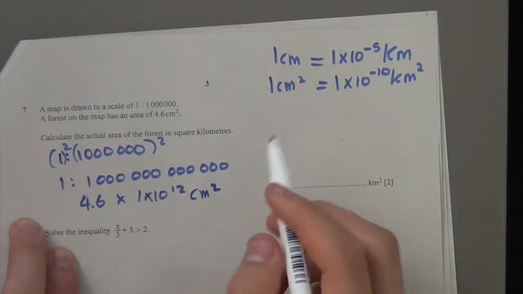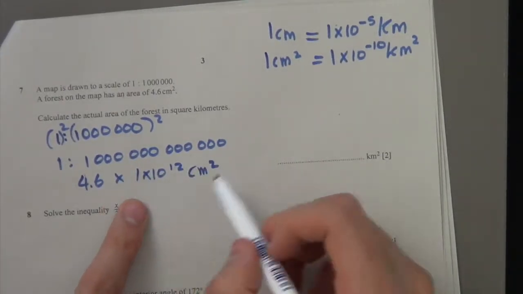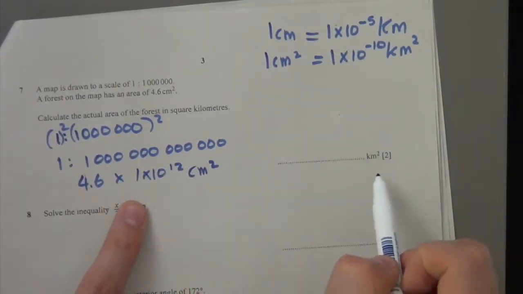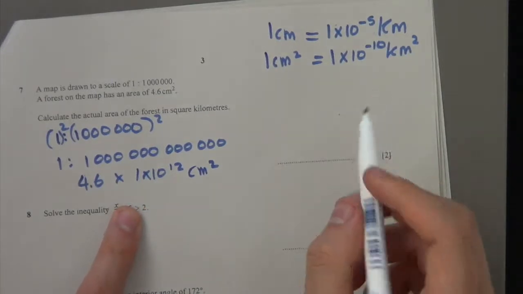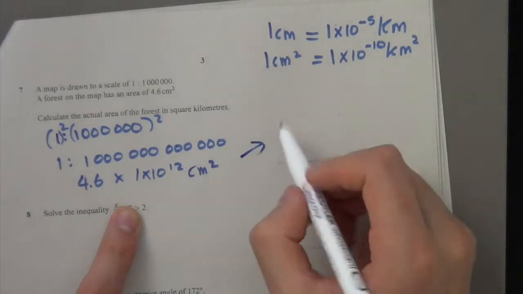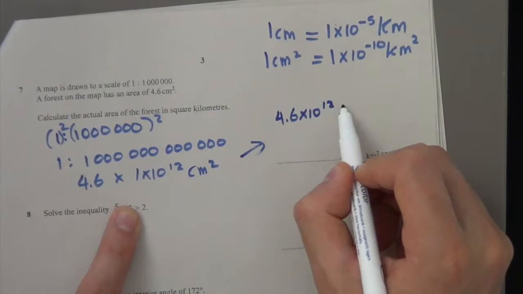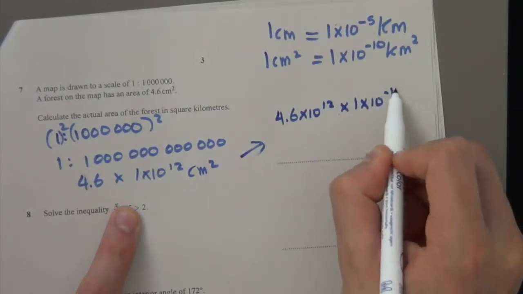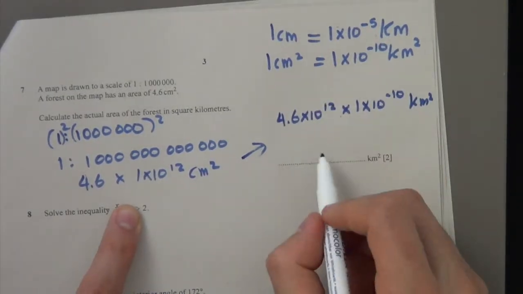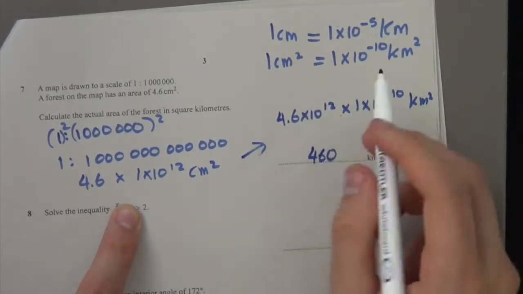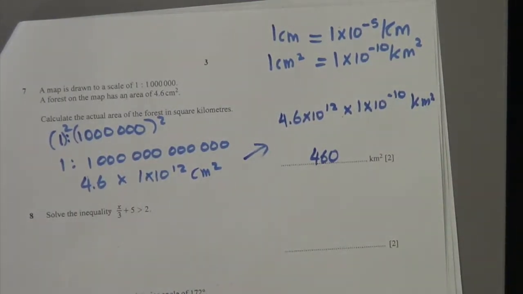That will give me 4.6 times 10 to the 12 meters squared, but now I'm going to multiply this answer by my conversion, because the answer needs to be in kilometers squared. So it's going to be 4.6 times 10 to the 12 times 1 times 10 to the minus 10 kilometers squared, and if you did that on your calculator, you would get 460 kilometers squared. Okay, that's your answer there.